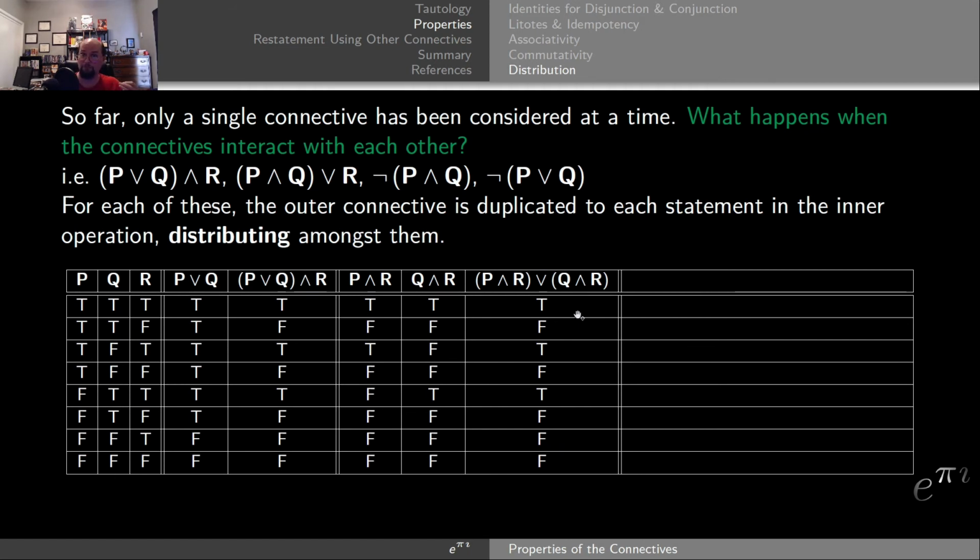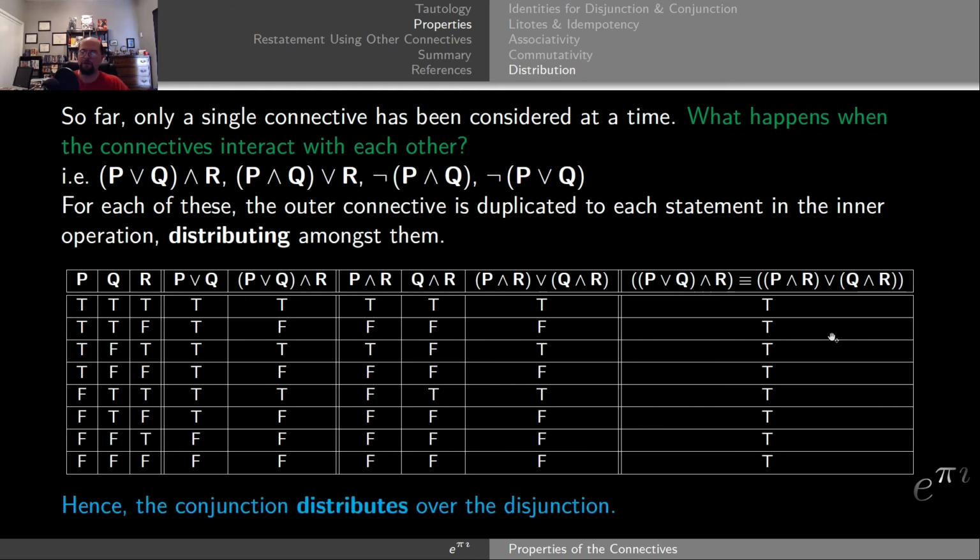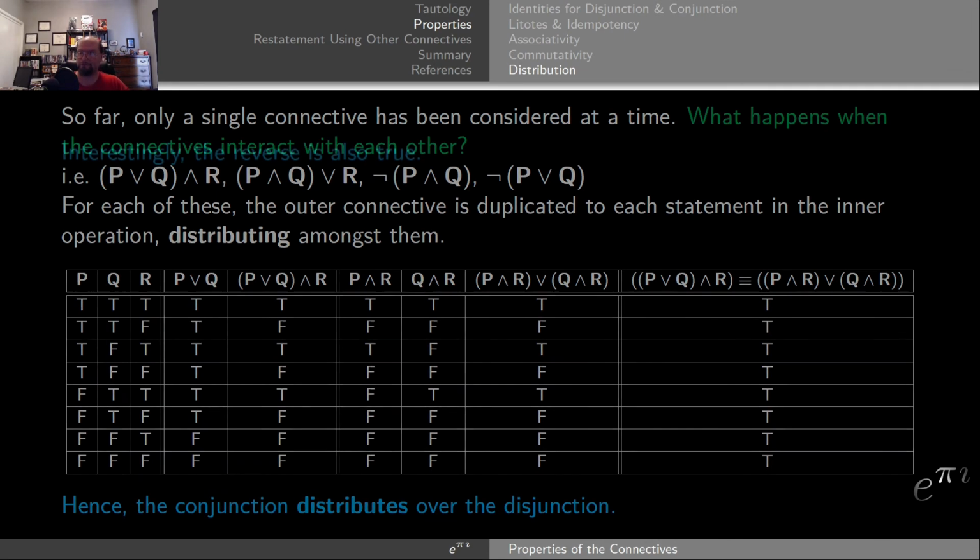Notice I have the same pattern. True, false, true, false, true, false, false, false. Since these match, if I look at the equivalence, all of these rows will end up being true. True equivalent with true gives me true. False equivalent with false gives me true, all the way down the road, giving me a tautology. Thus, one can say that the conjunction distributes over the disjunction.